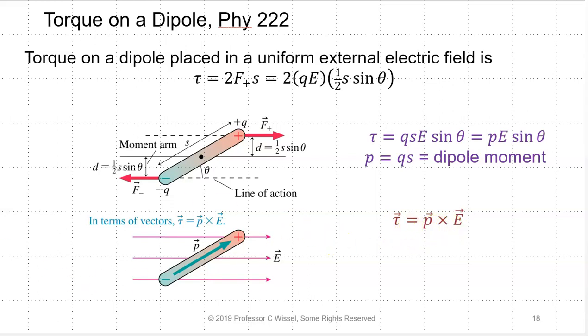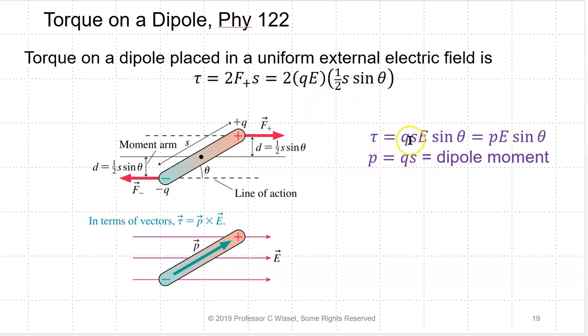For the Physics 122 student, which is an algebra-based physics class, the torque on a dipole placed in a uniform external electric field is tau equals 2 times the force on the positive charge times s, and that s is the distance between the charges, and that equals 2 times q times E times 1/2 s sine theta.